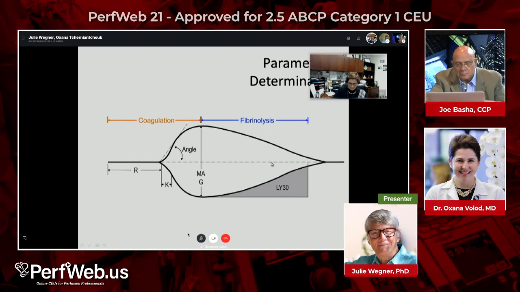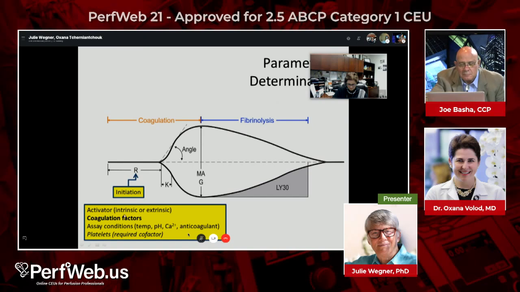All right, so let's look at what are some of the determinants of the parameters. The R value. The main determinants of this are going to be the type of activator you use, whether it's kaolin or tissue factor. Tissue factor is going to be very fast versus the kaolin, which is going to be a little bit slower to activate. So the R value is going to be longer with kaolin versus with tissue factor.